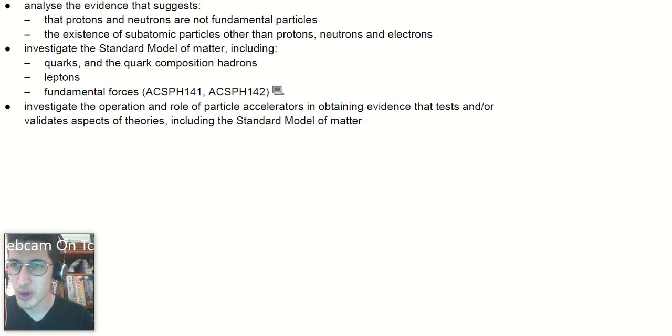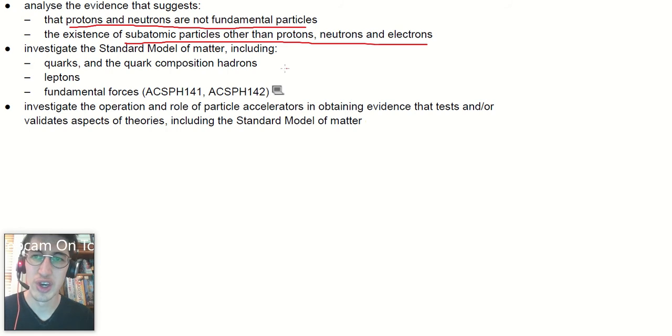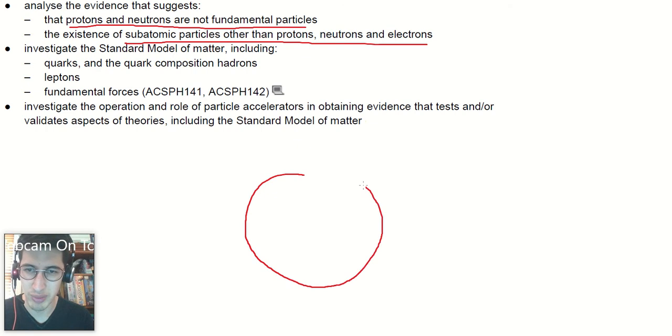Okay, so we had evidence that protons and neutrons are not fundamental particles. And we had lots of subatomic particles other than protons, neutrons, and electrons. We had hundreds. So in that case, if protons are not fundamental, then what are they made of? Well, a lot of people might tell you that a proton is made up of quarks, particularly two up quarks and a down quark.